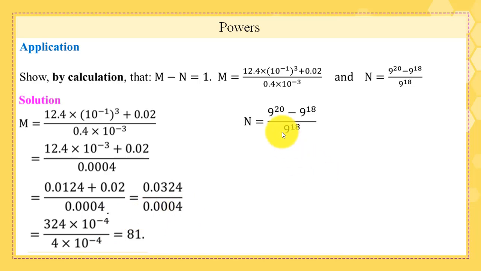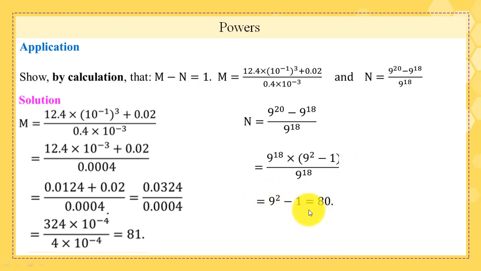Now n equals 9 power 20 minus 9 power 18 over 9 power 18. Here, the operation between the two numbers 9 power 20 and 9 power 18 is minus. So we factorize the numerator and we take 9 power 18 as a common factor. So n equals 9 power 18 into 9 squared minus 1 over 9 power 18. Now the operation times is present in the expression, so we cancel 9 power 18 on both sides of the fraction. Hence n equals 9 squared minus 1 equals 80.